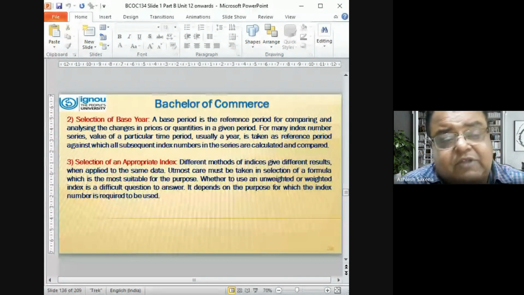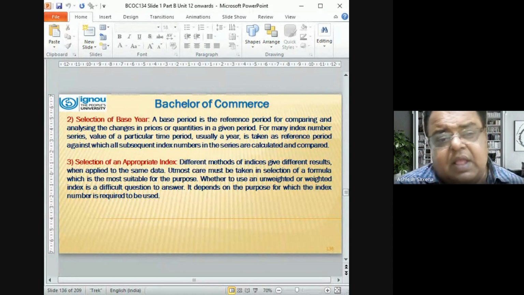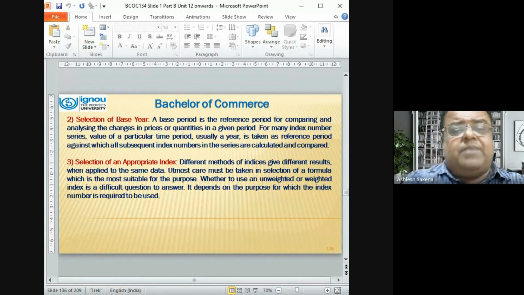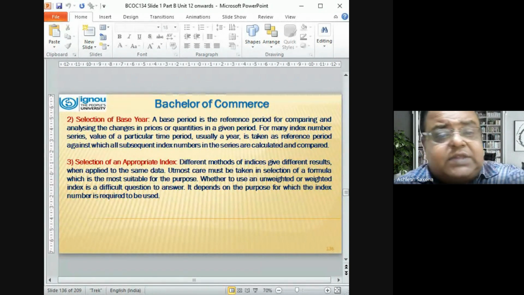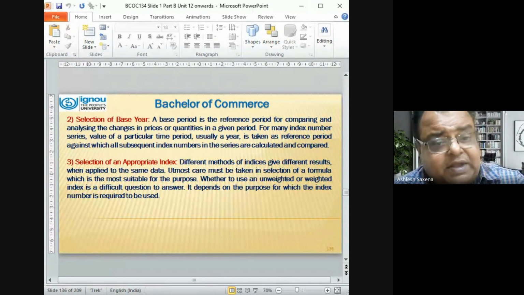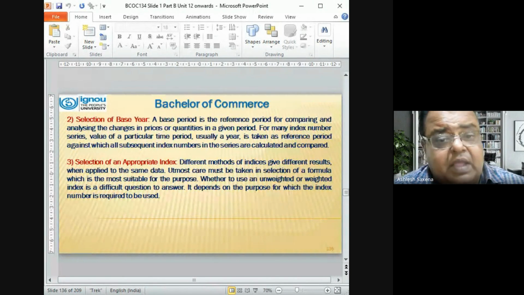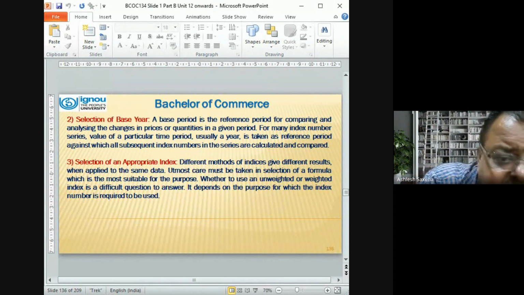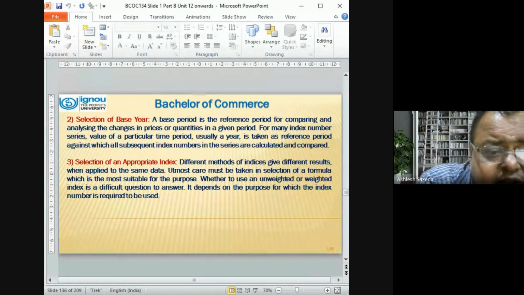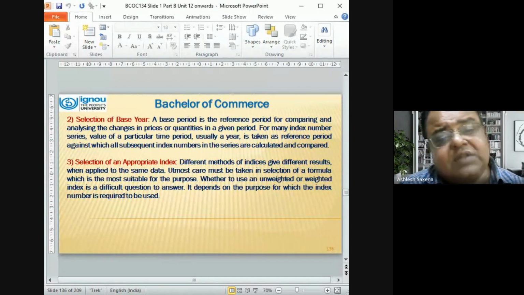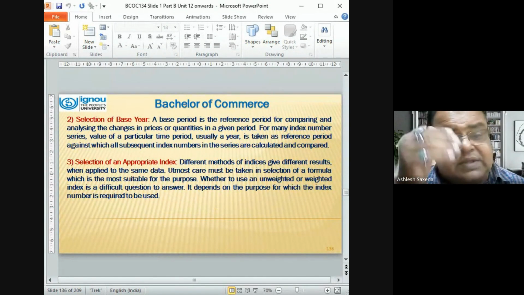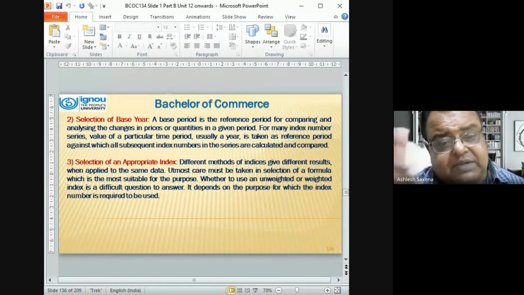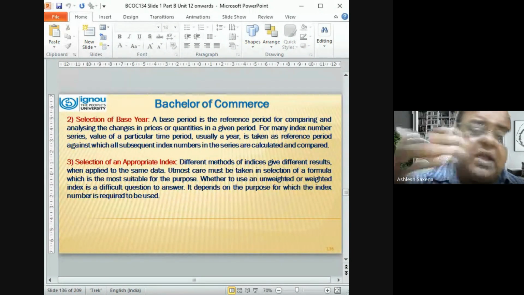Then selection of base year. A base period is the reference period for comparing and analyzing the changes in prices or commodity quantity in a given period. For many index number series, the value of a particular time period, usually a year, is taken as the reference period, against which all subsequent index numbers in the series are collected and compared.